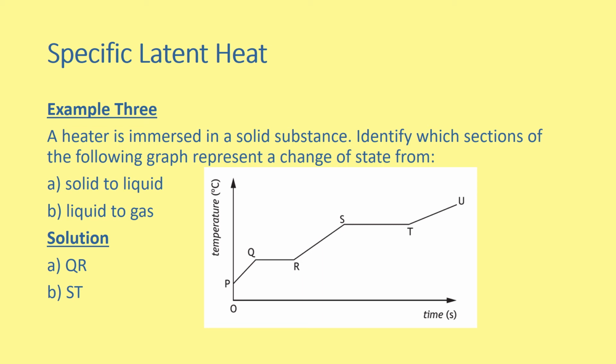So Q to R is horizontal. It's a change of state. That's the solid to liquid change. S to T is a horizontal line. That will represent a change of state. In this case, liquid to gas.